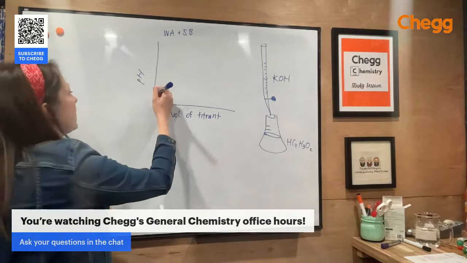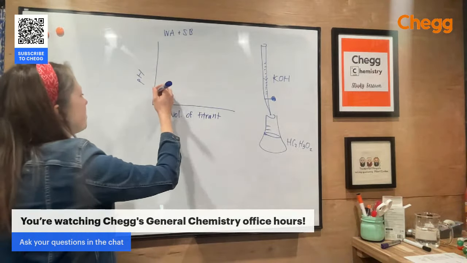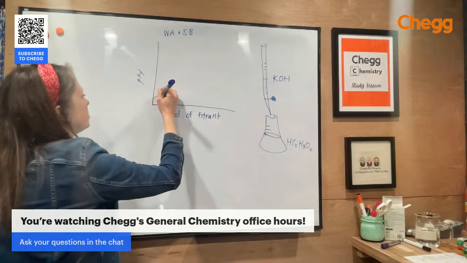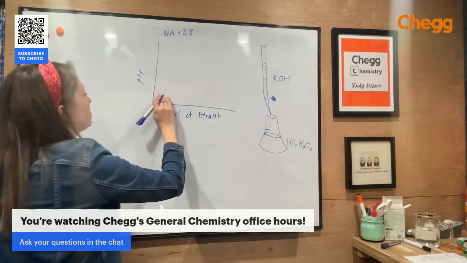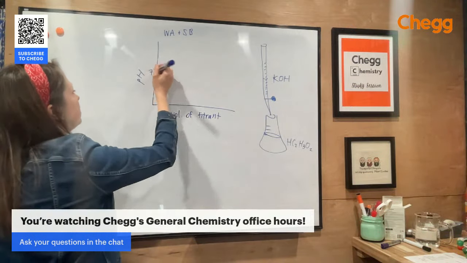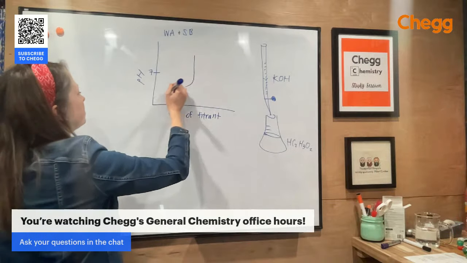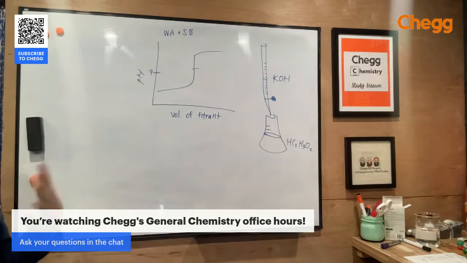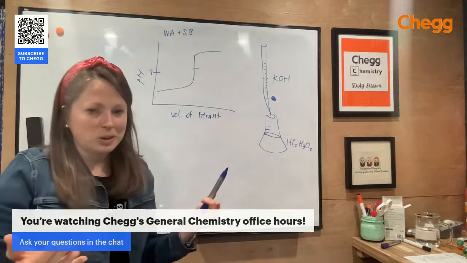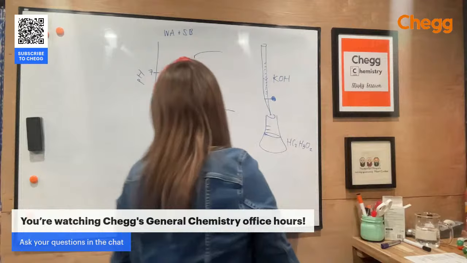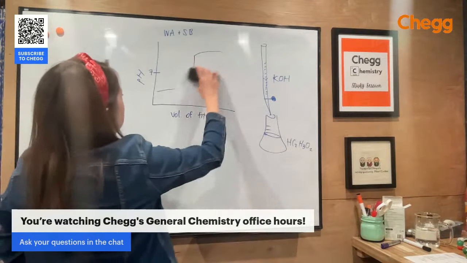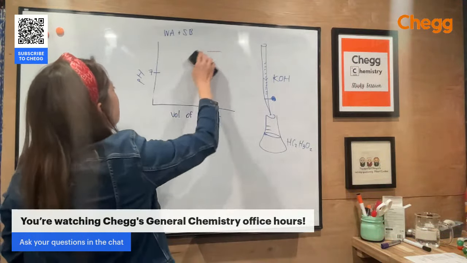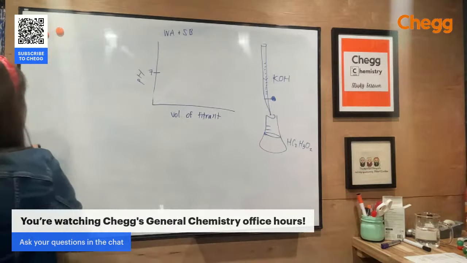So basically, when you have a strong acid, strong base, your titration curve is very straightforward. At 7, you hit the equivalence point where your moles of acid and your moles of base are equal. Super easy. You don't even have a half equivalence point because everything is equal. And again, you hit that neutral pH of 7 right at the equivalence point.